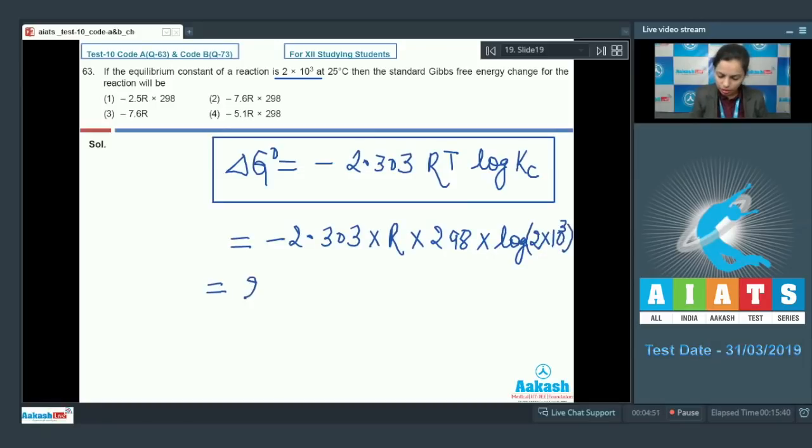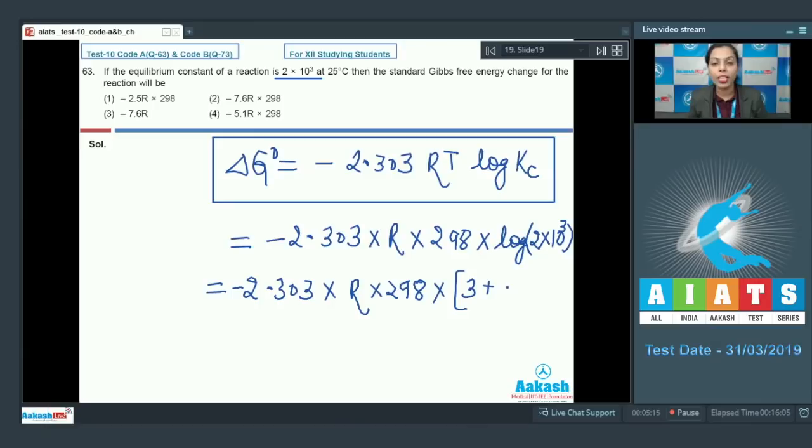So it can be represented as minus 2.303 into R into 298, and it can be written as 3 plus the value of log 2, that is 0.3010. So that I'm writing here 3010. That would be equal to, this becomes 3.3010.